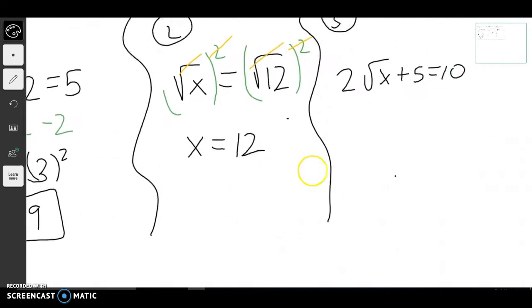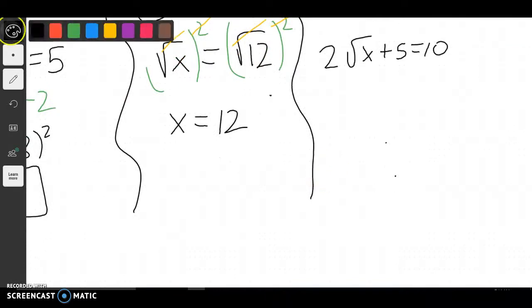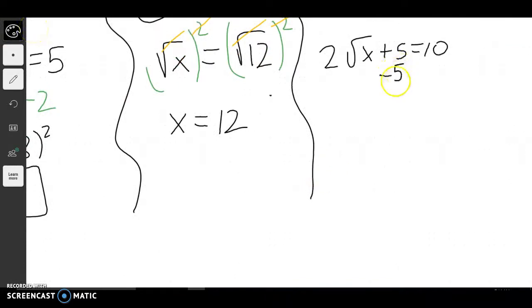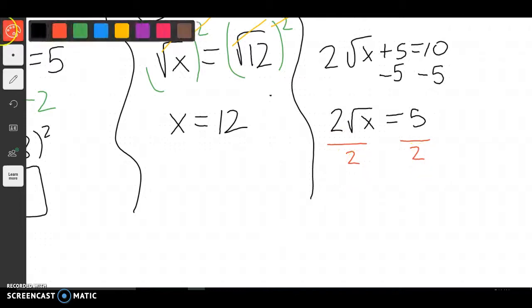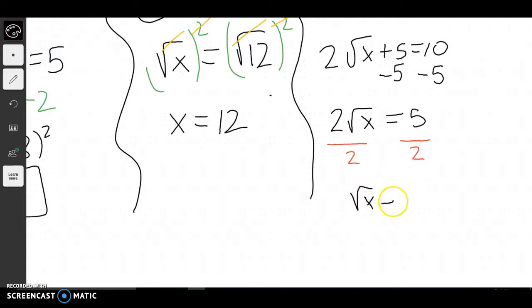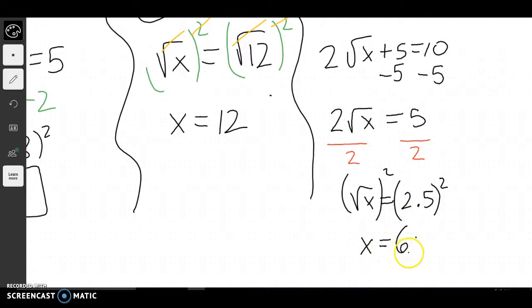For this last equation, we're going to try to get, again, x by itself. I'm going to subtract 5 from both sides first. And I'm going to get 2 radical x is equal to 5. The next step that I'm going to do is divide both sides by 2. And I'm going to get that radical x is equal to about 2.5. Then again, we're going to square both sides to undo that square root. When I square both sides, I'm going to get that x is equal to 6.25.